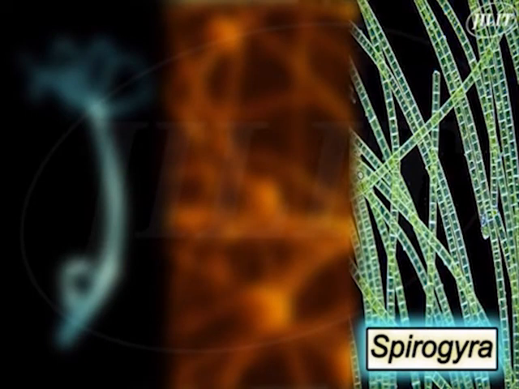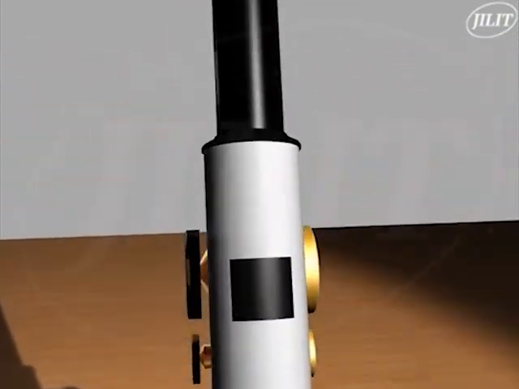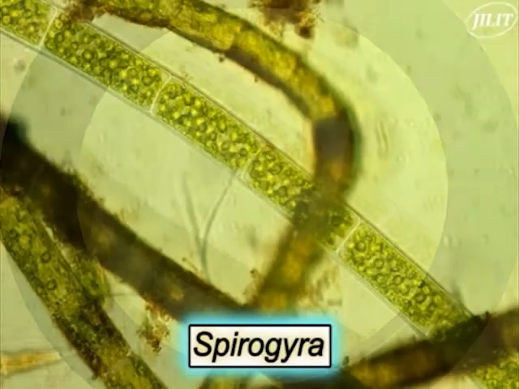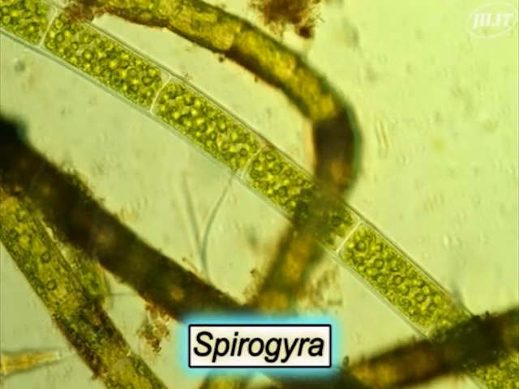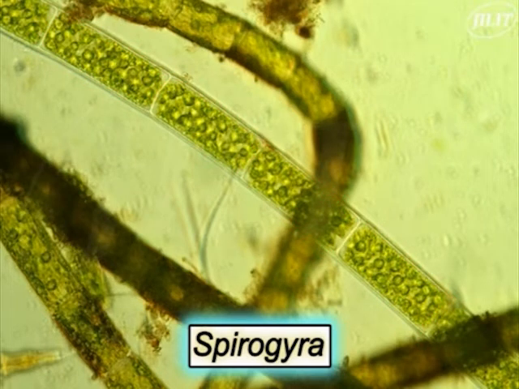Spirogyra are a free-floating filamentous form of green algae. Commonly seen as bright green masses on the surface of freshwater ponds and ditches. Spirogyra cells are cylindrical in shape and are connected end to end, forming a long, unbranched filament-like structure.